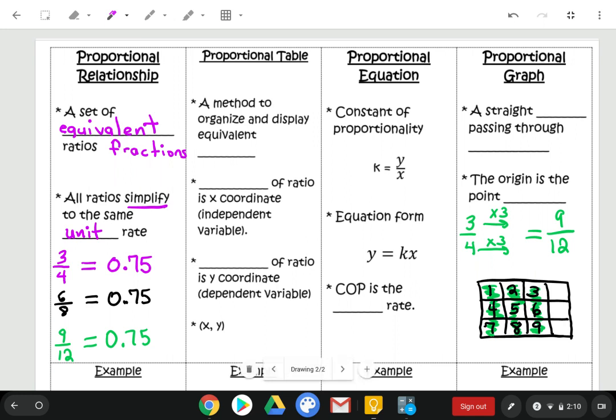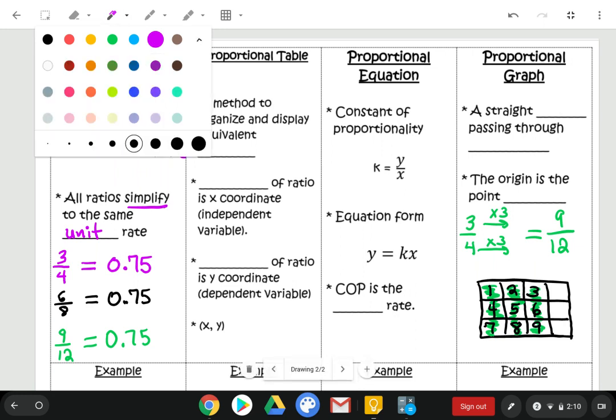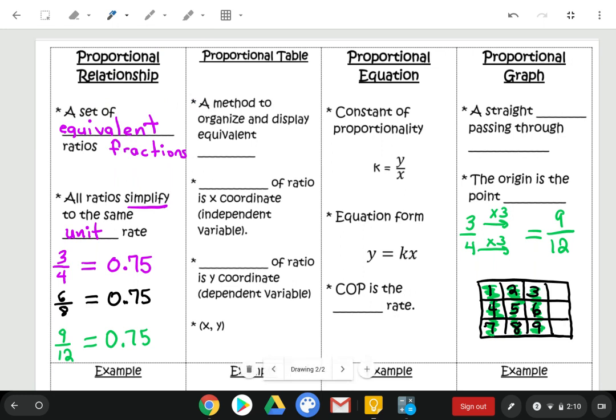Moving on, let's talk about a proportional table. So all a table is, is just a method to organize and display equivalent ratios.